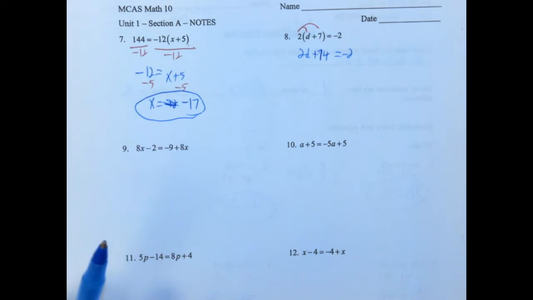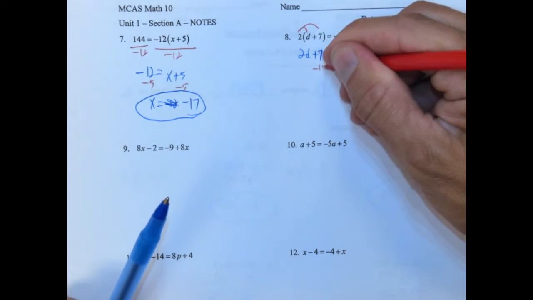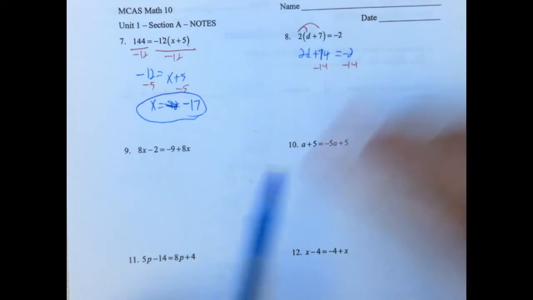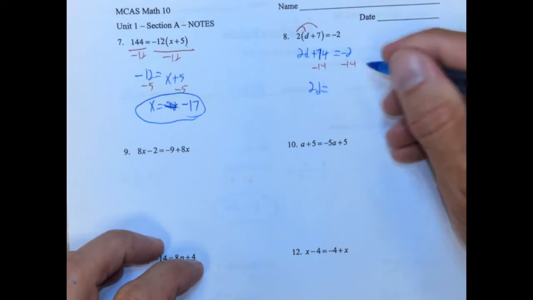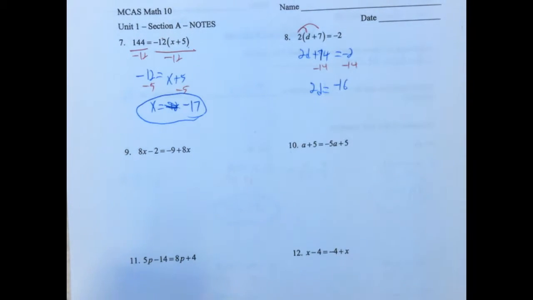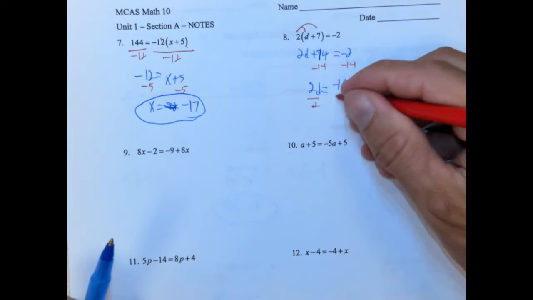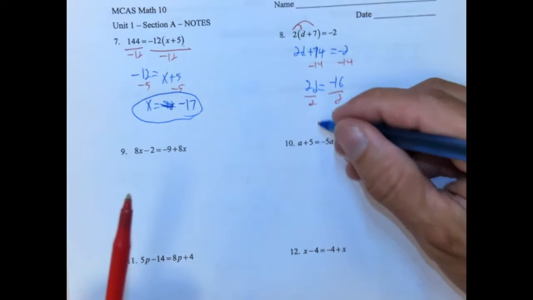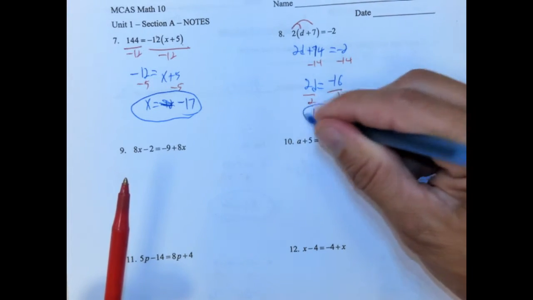Then we're going to get rid of our constant, which is 14. So we're going to subtract 14 from both sides. So 2d equals negative 16. Divide both sides by our coefficient, which is 2. And d should equal negative 8.